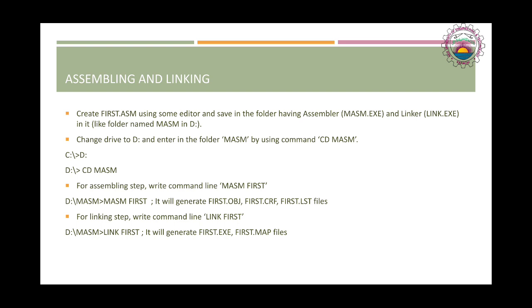So after these two steps, you will have six files. First, first.asm, which you have written using an editor. In the first step of assembling, you will have three more files: first.obj, first.crf and first.lst. In the second step of linking, you will have two more files: first.exe and first.map.